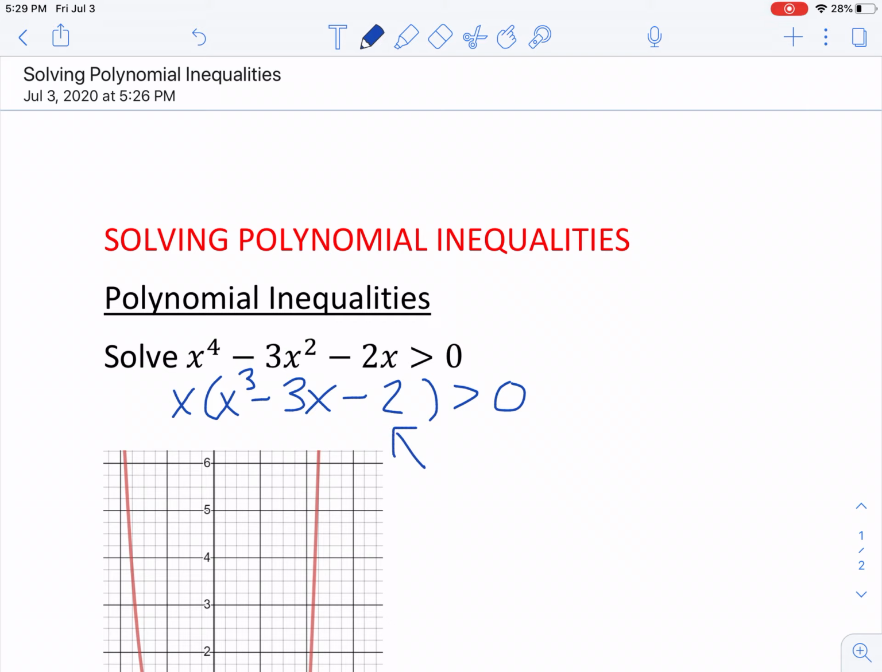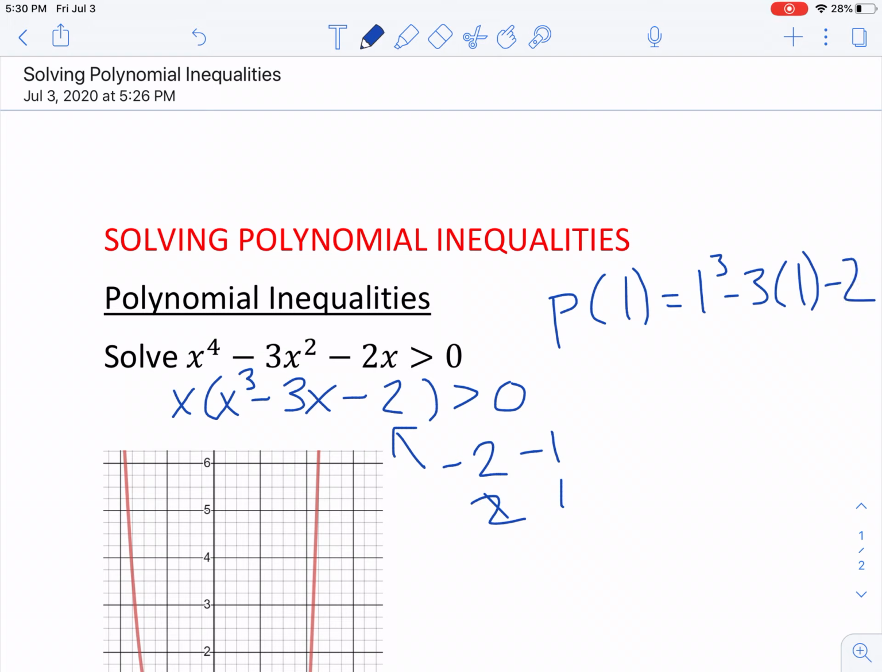So negative 2, I could try negative 2, negative 1, positive 2, or positive 1 as the potential factors to figure out with the factor theorem what my next factor is going to be. So let's try, if this is p, the thing inside the bracket, let's try p at 1. 1 cubed minus 3 times 1 minus 2. That gives us 1 minus 3, which is negative 2, minus 2, and that's not 0. So x minus 1 is not a factor.